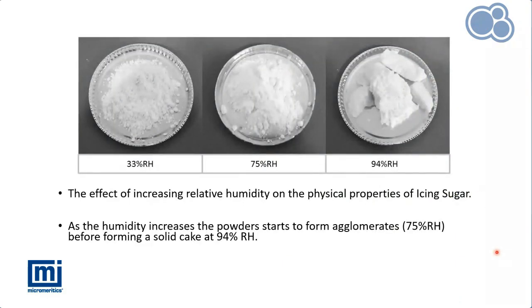The way you could see this visually, for example, is here we have some icing sugar that has been stored at different levels of relative humidity, going from 33% all the way to 94%. As that humidity increases, the powder starts to form agglomerates, at about 75% RH, before really forming a solid cake, almost solid lumps of material, at 94% RH.